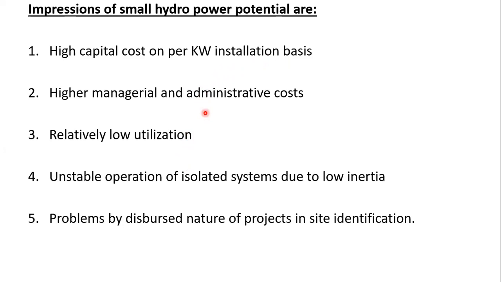Relatively low utilization means this is a small hydropower plant and it is not utilized continuously. For surplus demand, we cannot depend on these small hydro turbines. And fourth is unstable operation of isolated systems due to low inertia. As this is a small one, it has low inertia, so we get these unstable operations.